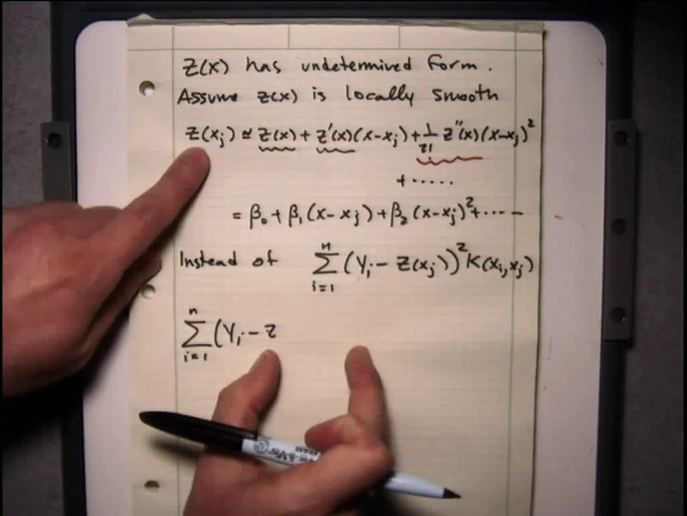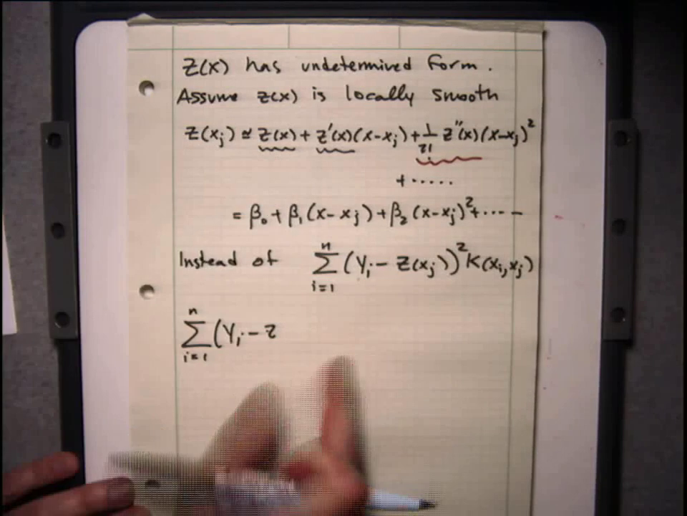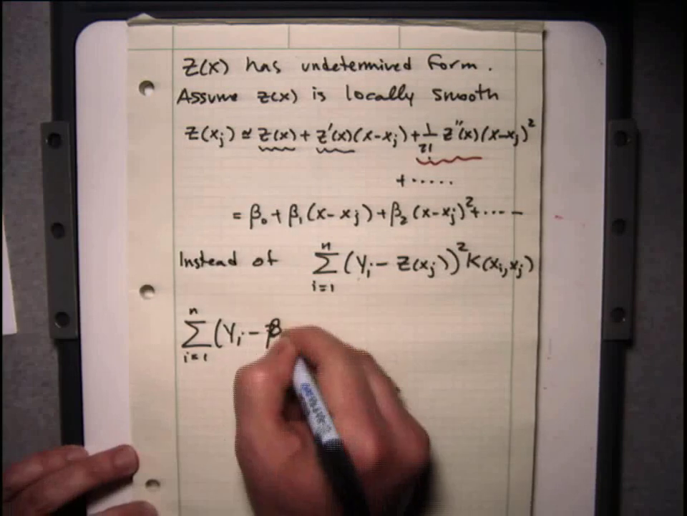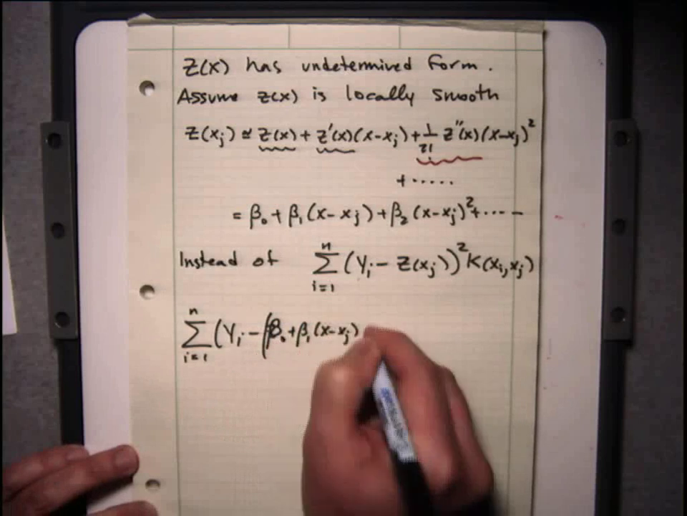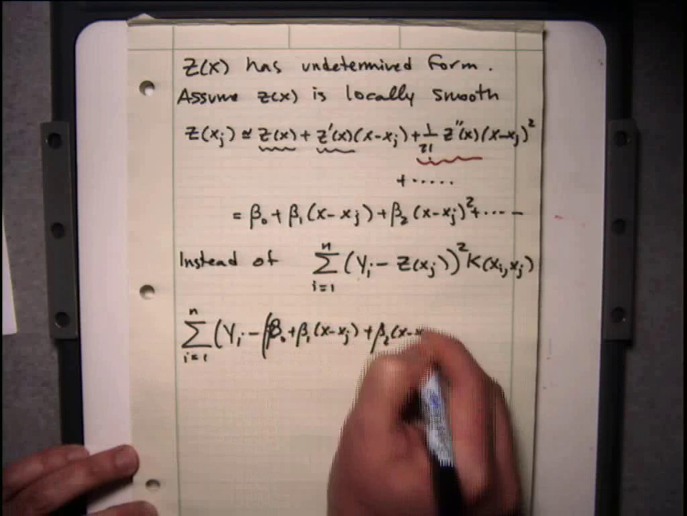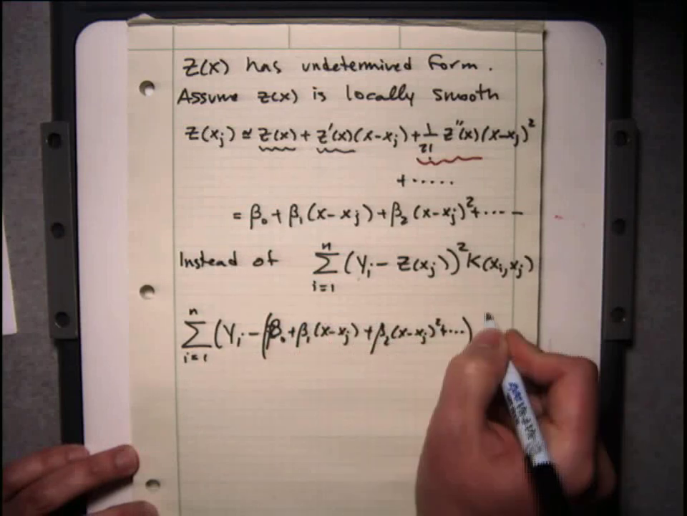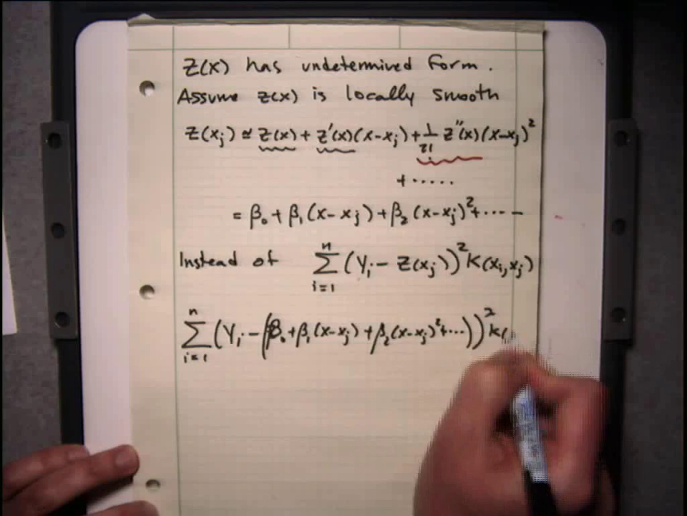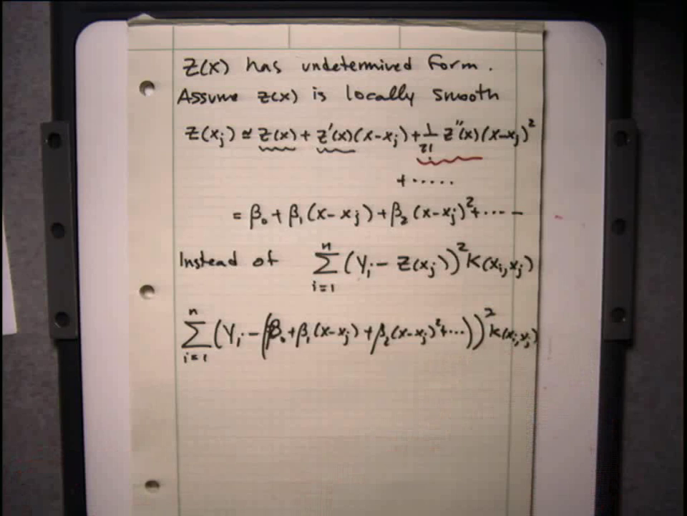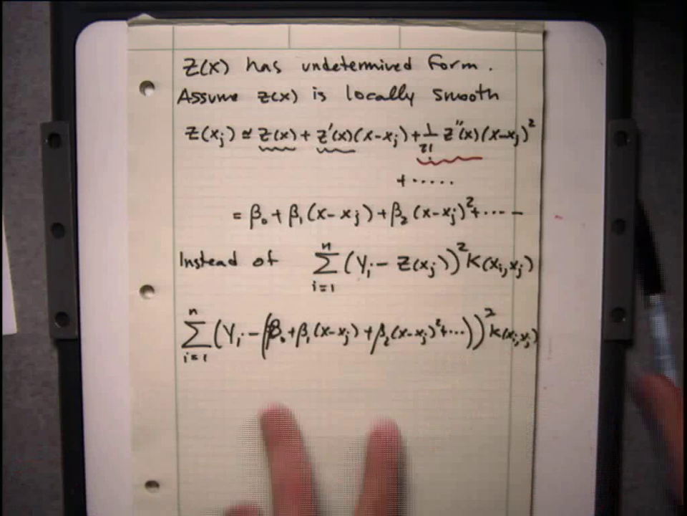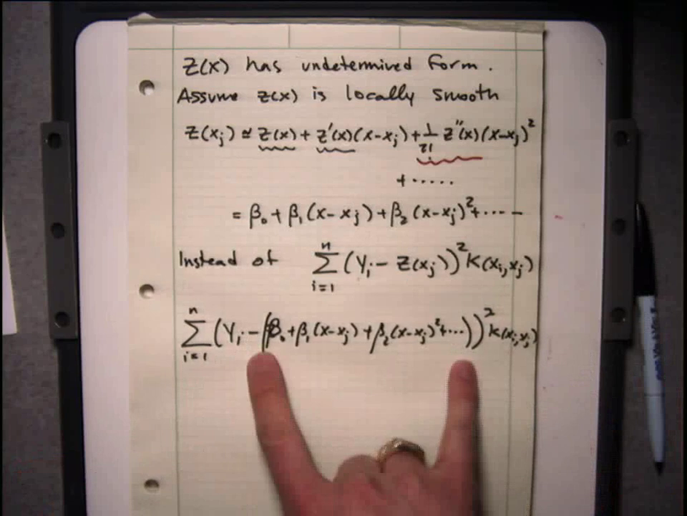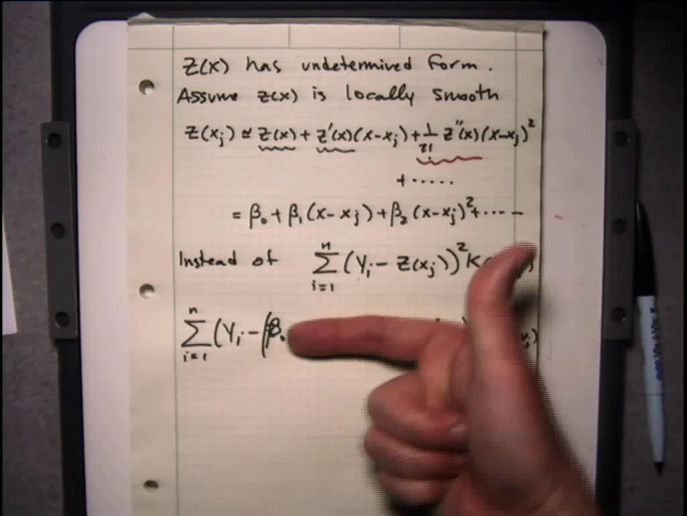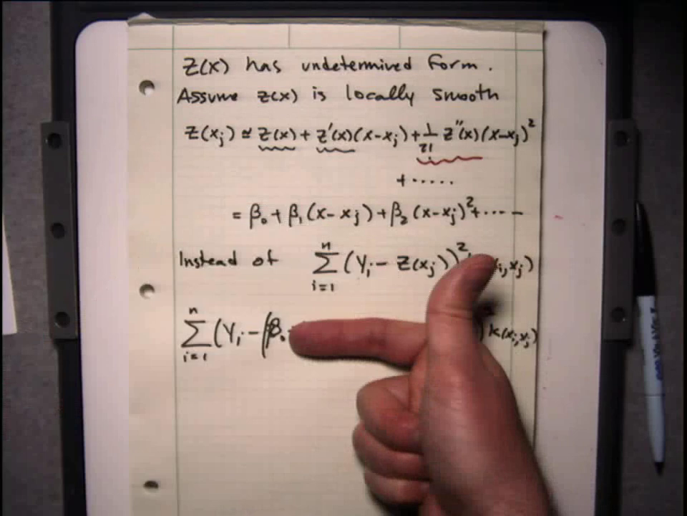Okay? Instead of just using z(xj), I'm going to use this Taylor series expansion. So then this becomes beta 0 plus beta 1 (x minus xj) plus beta 2 (x minus xj) squared, and so on, squared, k of xi xj. Okay? So what's the difference between this and this? If I considered the Taylor series expansion only for the constant term, then I would just have that, which is identical to what I had before. Okay?